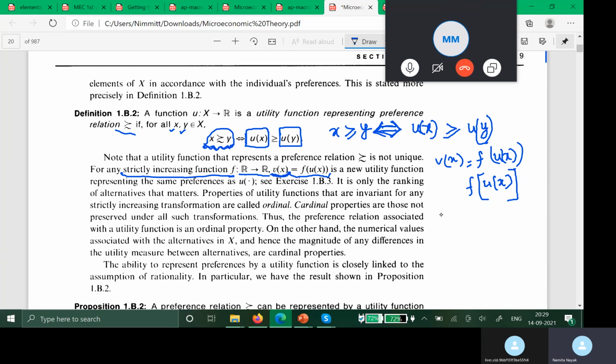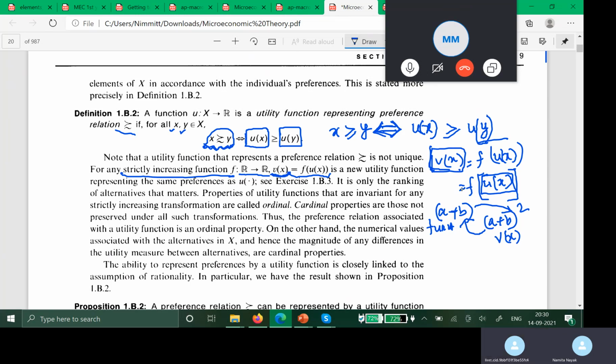Suppose you are having something like a plus b. This is a function, and now a plus b whole square is also a function. So this is like v of x, and v of x is derived from the original function. So there are two functions here. The original utility function u of x is transformed, maybe something multiplied, something divided. So this is a transformed version of the original utility function.